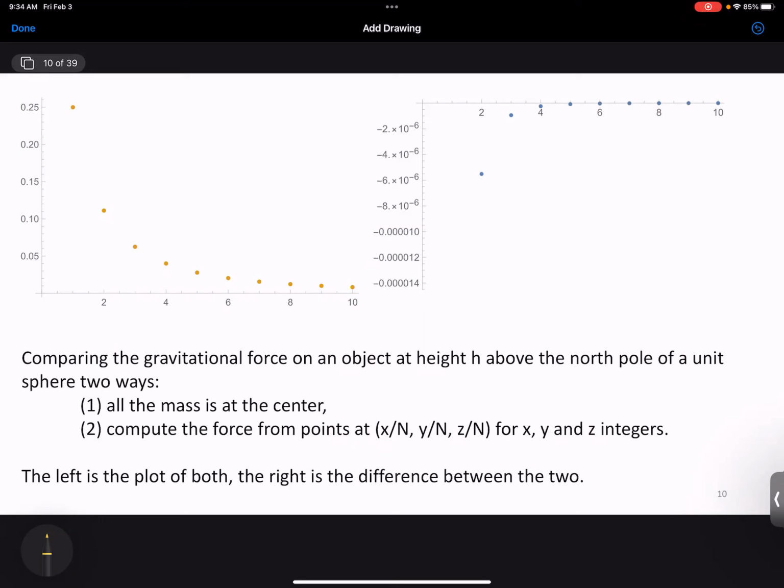So this is the difference between the two forces. If I compute this quantity two different ways, with all the mass at the center versus a discrete approximation, it looks like they're the same, but there's a little bit of a difference. What's happening to the difference between them as the distance gets smaller and smaller, as I take more and more points, a better and better approximation? What seems to be happening?